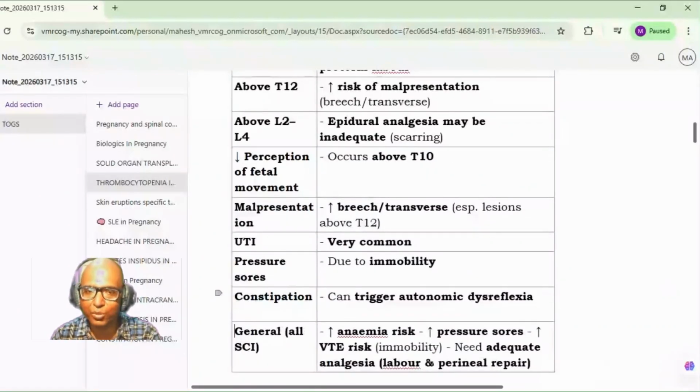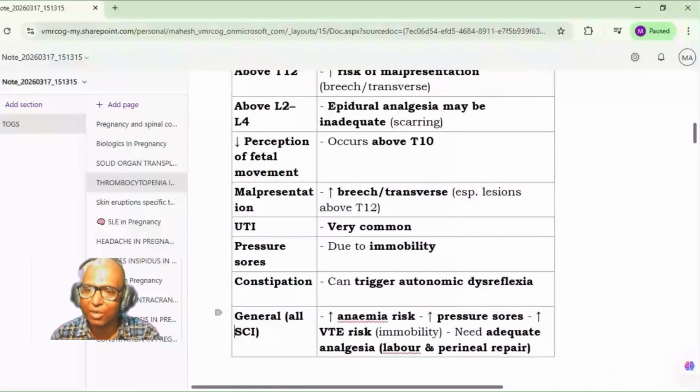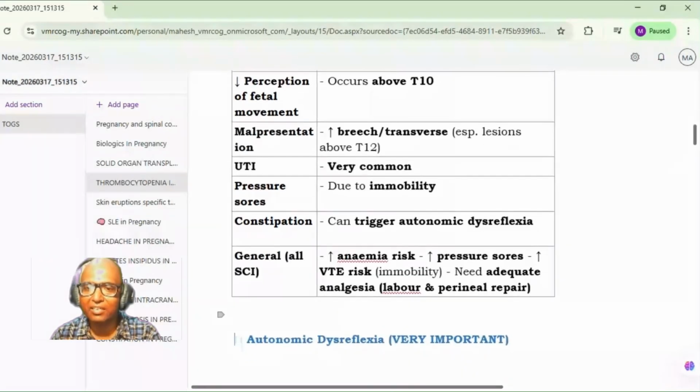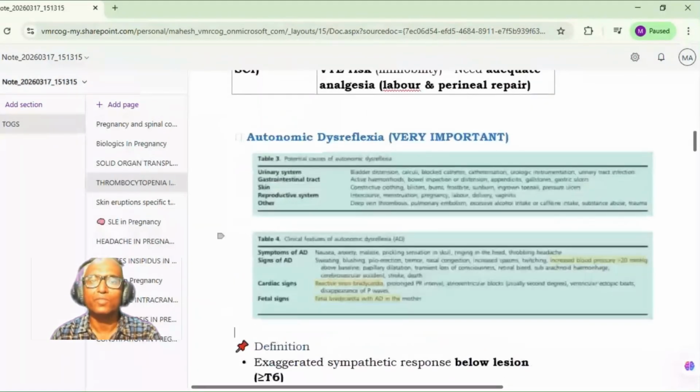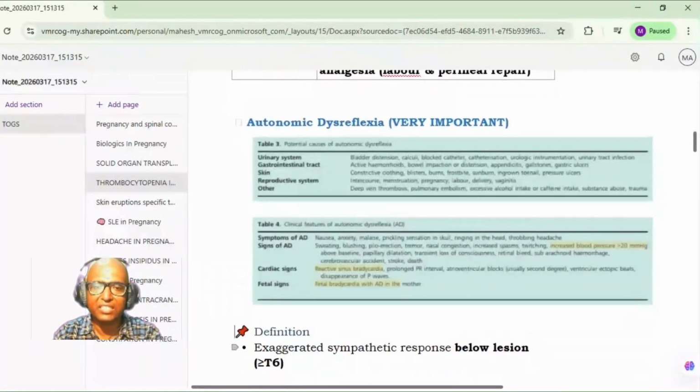Pressure sores can happen due to immobility. Constipation can trigger autonomic dysreflexia. And in general, for all patients, there is an increased risk of anemia, pressure sores, and VTE risk, and they need adequate analgesia either in labor or for the perineal tear repair. Okay, so this is what we have seen basically up till now. Okay, same thing we have discussed.